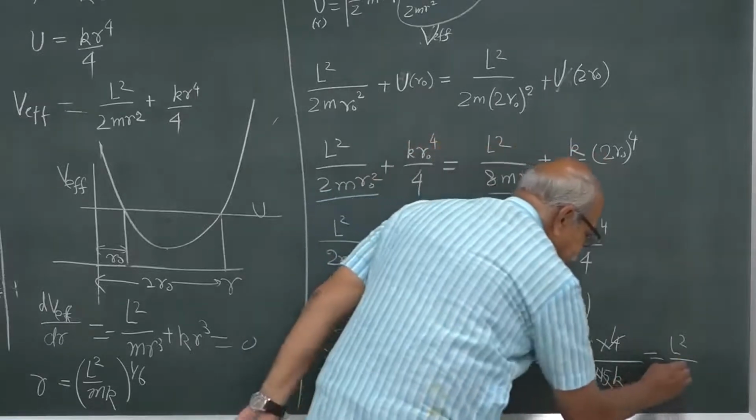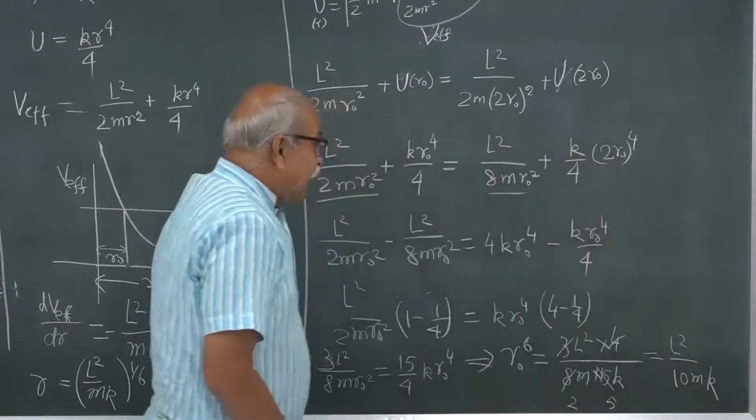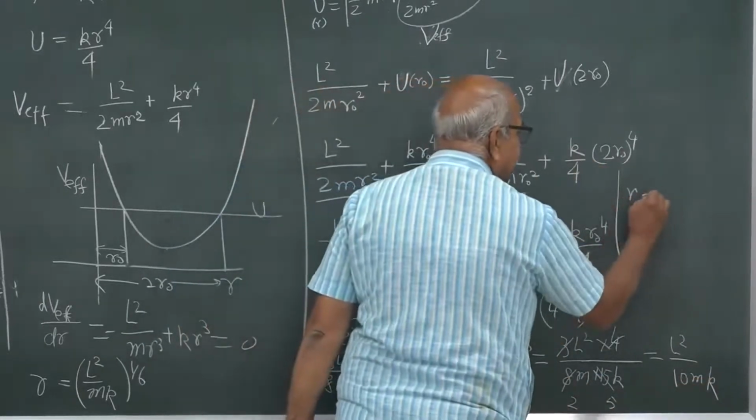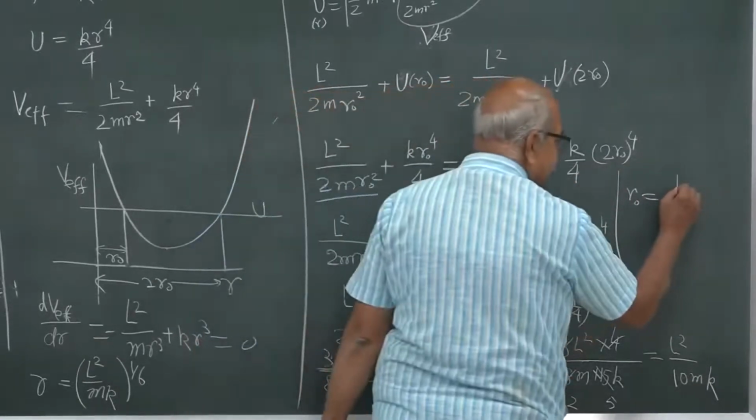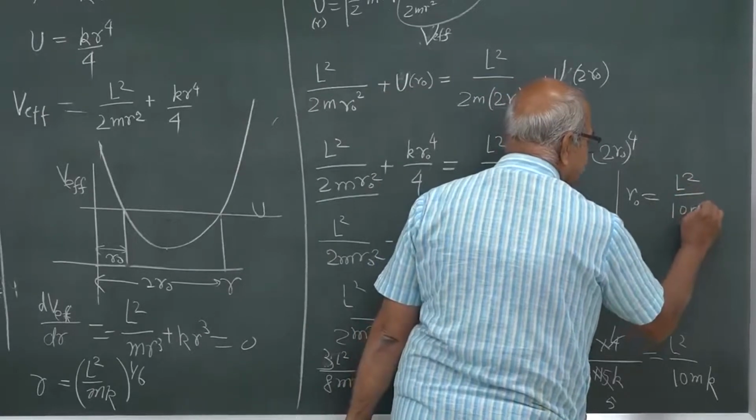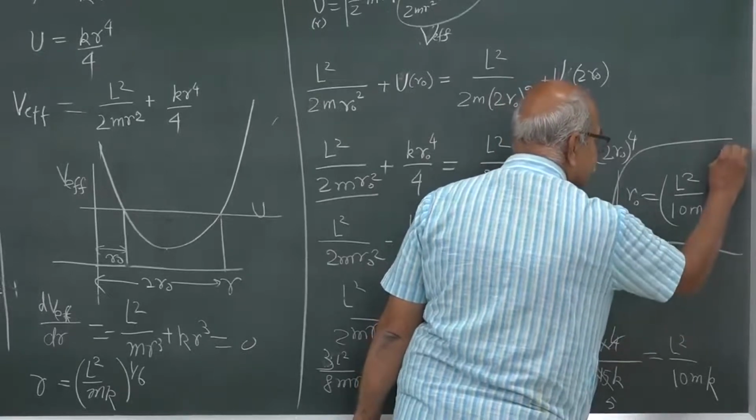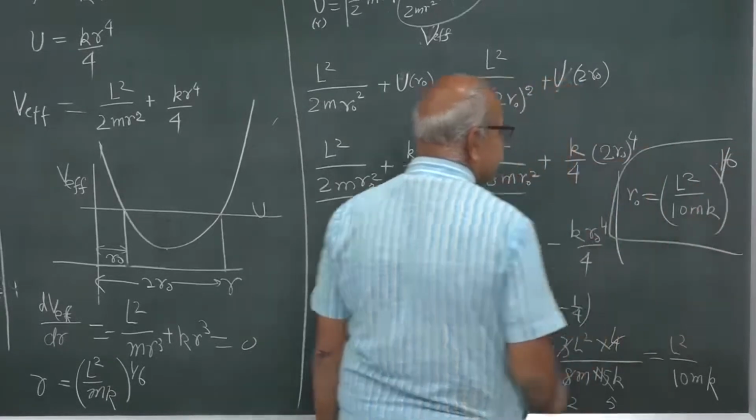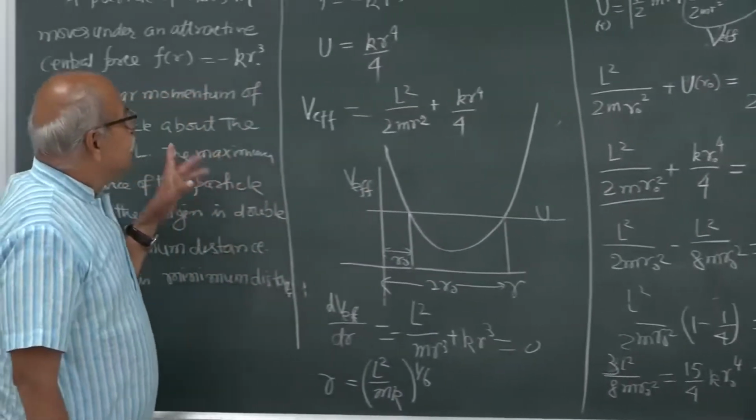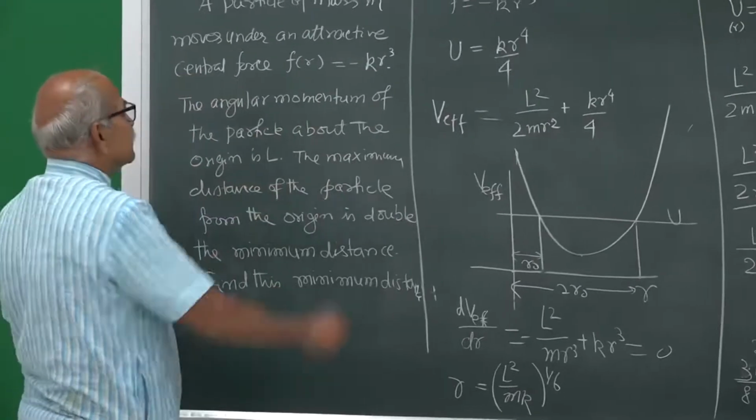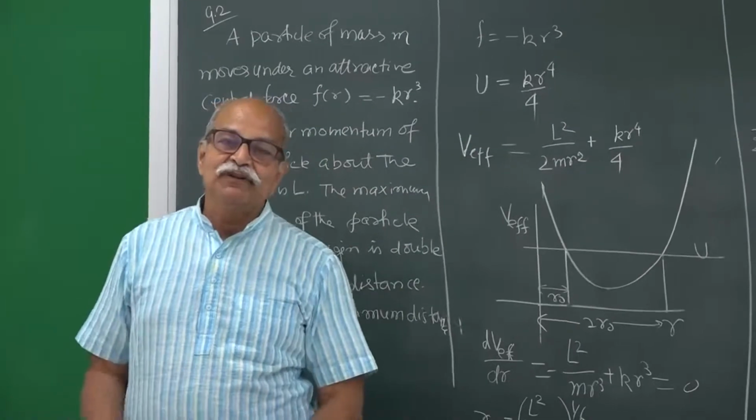10 m k, and therefore r naught, the minimum distance, is equal to the 1/6 power of this. That means it is L square by 10 m k to the power 1/6, and that is the answer. L is given to us, the mass of the particle is m, and k is given to us. So, that is our minimum distance of the particle from the origin.